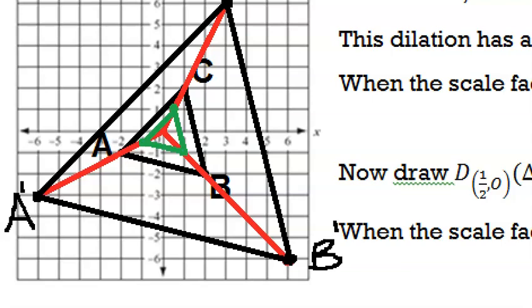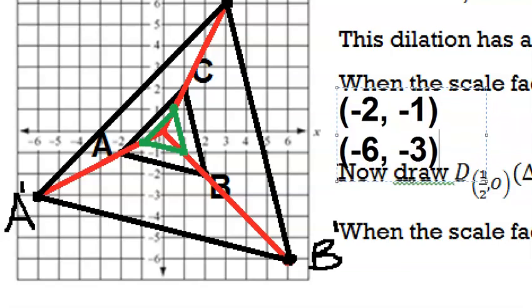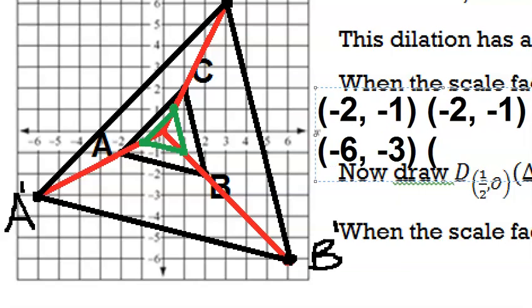So again, just to review, if the scale factor is 3, like we did in our original, we went from (-2, -1) to (-6, -3) because we multiplied every value in the ordered pair by 3. But if we are dealing with a scale factor of 1/2, we are now going from (-2, -1) to (-1, -1/2). So that's the difference.